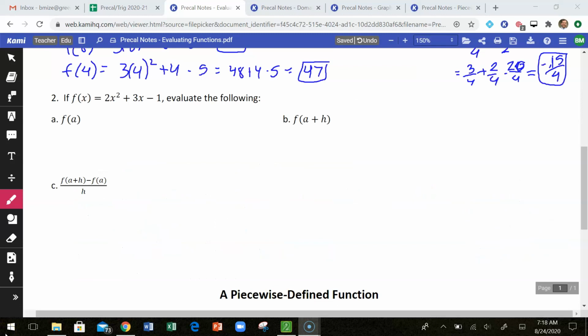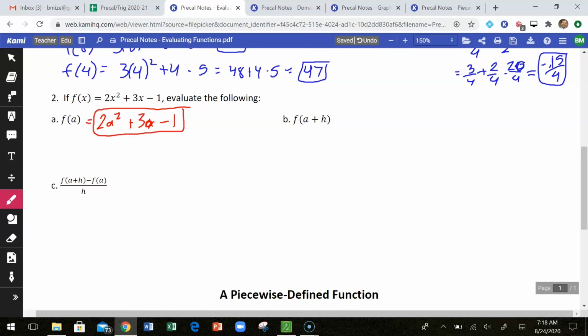Next example, we're going to look at plugging in essentially values for x that we do not know their numerical value. So f of a, all that means is I want to plug in a for x, but I can't evaluate because I don't know what a is. So that's just going to be 2a squared plus 3a minus 1, and that's all I can do.